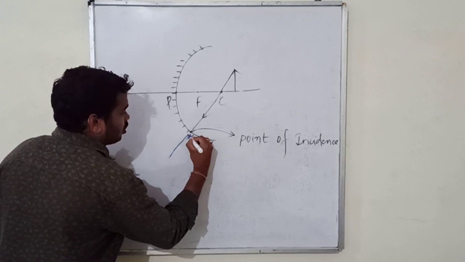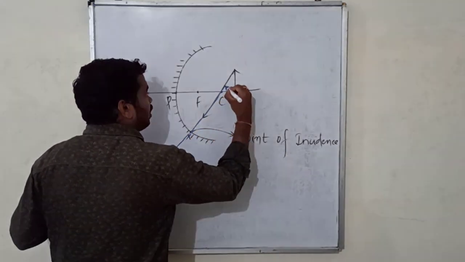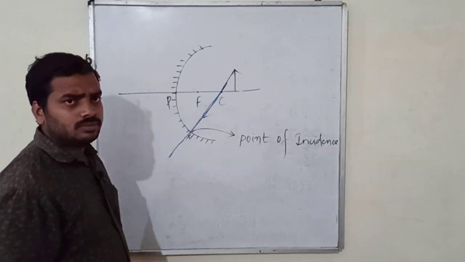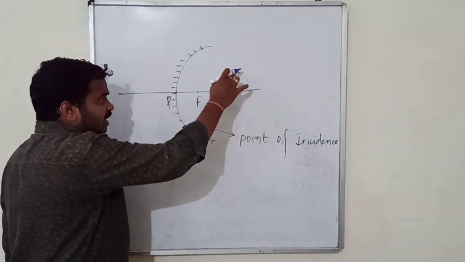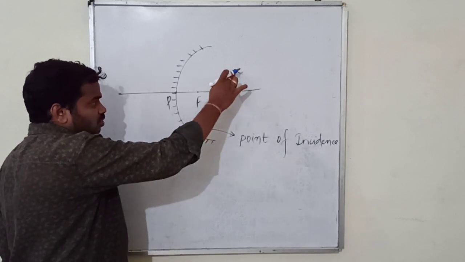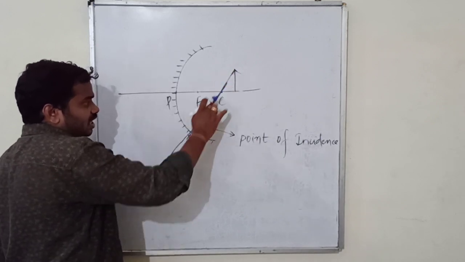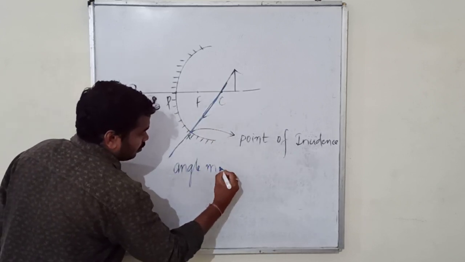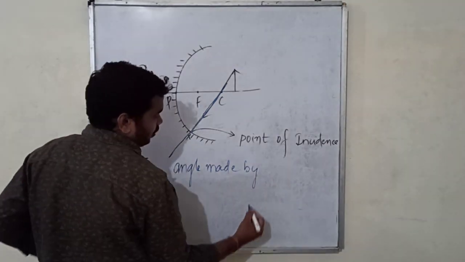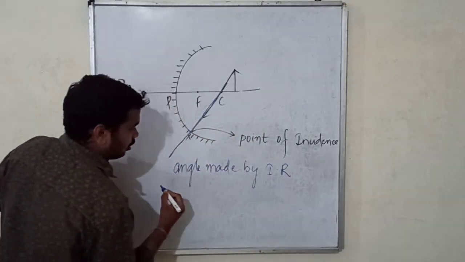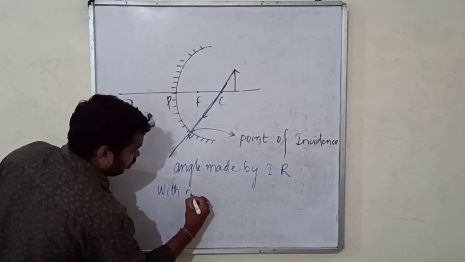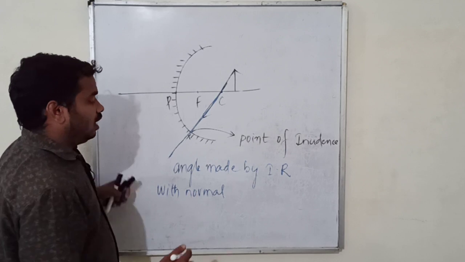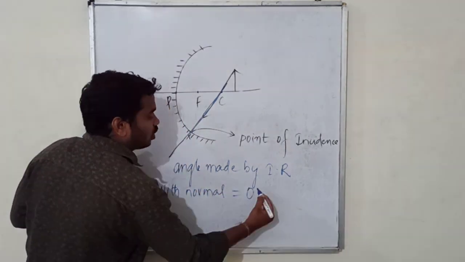The normal that was drawn will also pass through the center, right? The incident ray is passing through the same path, you see. The incident ray and normal are the same, which means the angle made by the incident ray with the normal, that is the angle of incidence, is equal to 0 degrees.